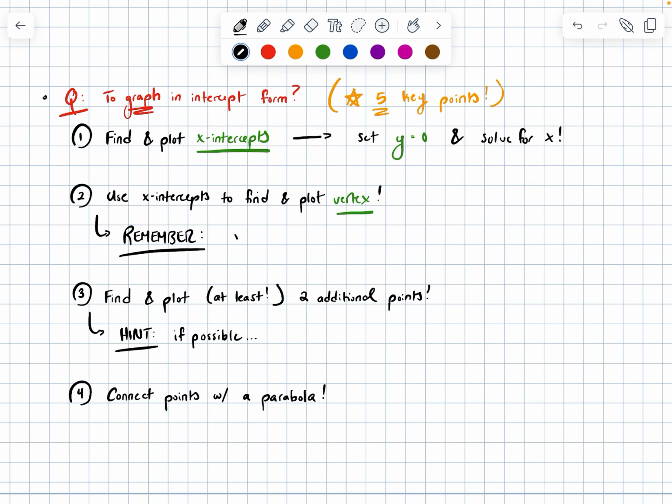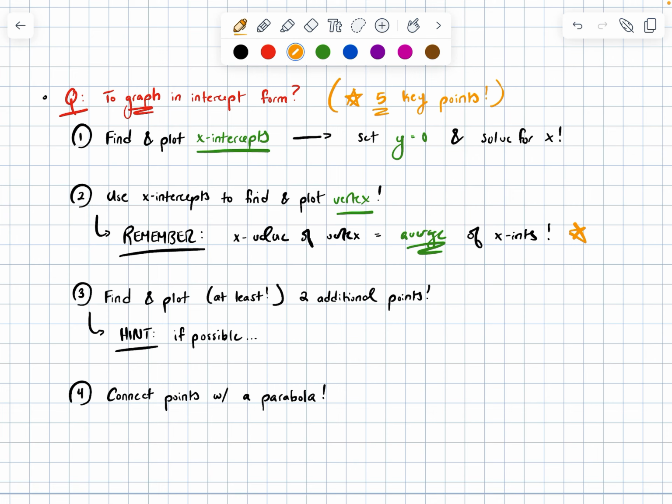So the important thing for us to take away here is that the x value of our vertex, if it's halfway between our x-intercepts, its value should be the average of our x-intercepts. From there, right, I can plug into my original equation to find the value of y. There's my point. From there, I need 5 points in total. I've got 3. I need to find 2 more.